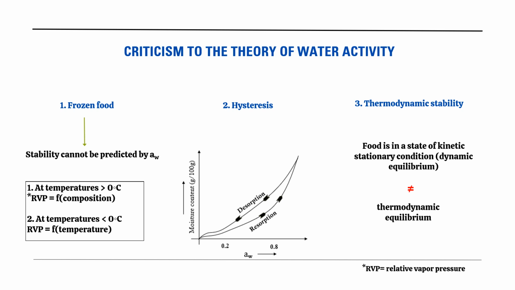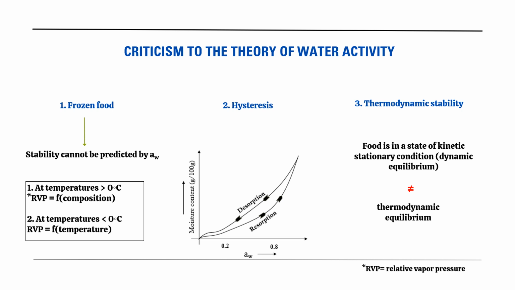Then third one is that water activity is a parameter which can be well used in equilibrium conditions. Because it's a thermodynamic parameter, it always talks about thermodynamic stability of the system. So when we talk about the use of water activity in predicting the stability, an assumption that is made blindly is that food is in a state of thermodynamically equilibrium conditions. However, food in reality is only kinetically stable.